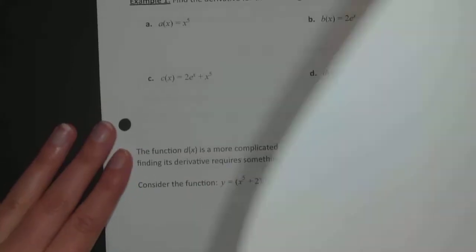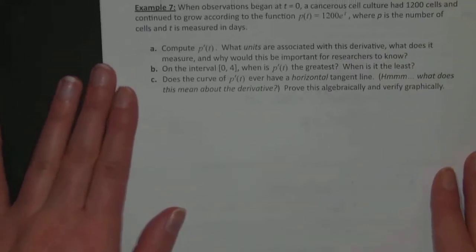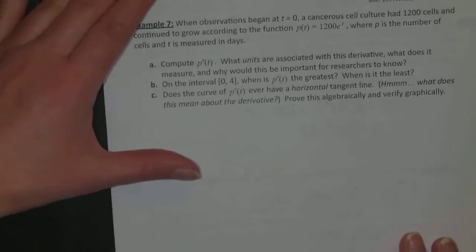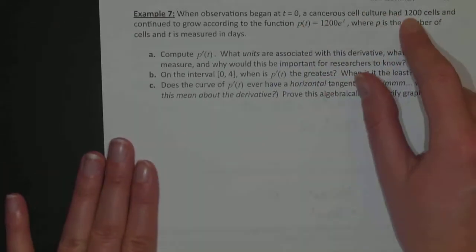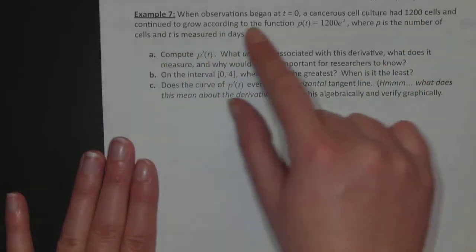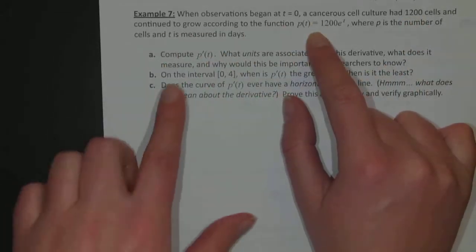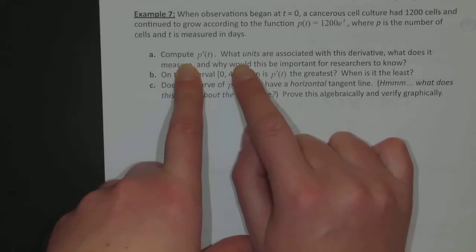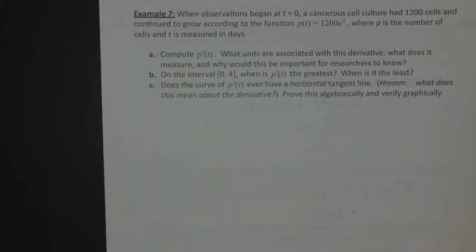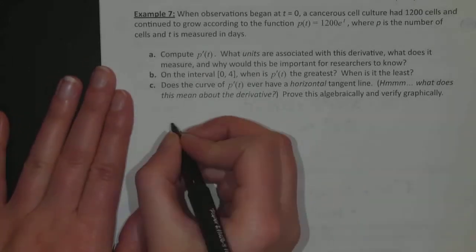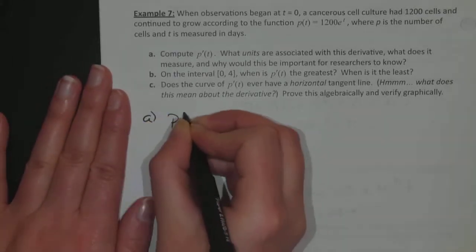All right, last page, last example. When observations began at time 0, a cancerous culture had 1,200 cells and continued to grow according to this function. First, I want to compute the derivative, talk about its units, and what does it measure, why would this be important for researchers to know. Okay, so in part A, we're going to find its derivative.